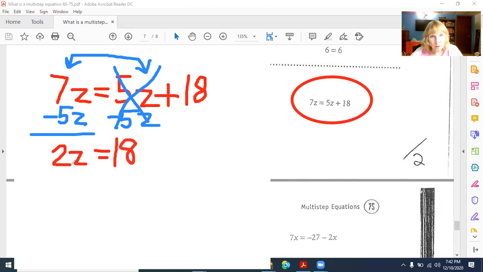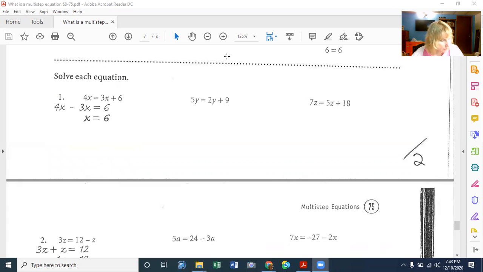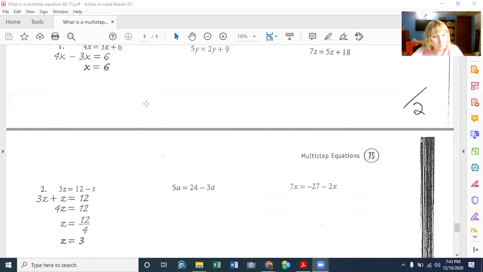And my last step then is to divide by 2 to both sides. The 2's cross off, and I'm left with just z equals 9. 18 divided by 2. So that's how you do those. Clear? And if I clear too soon for you, you can always go back, pause it, write it down, whatever you need to do. And then I wanted to do page 75, 2 more problems, and we'll be done.